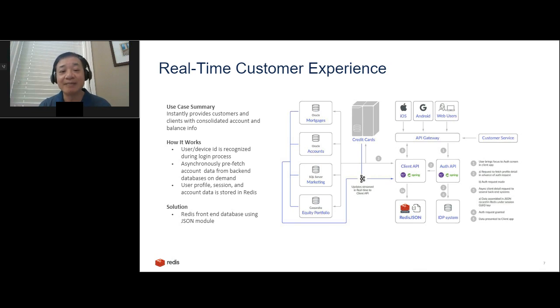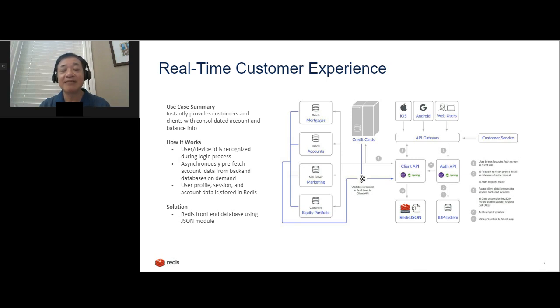So think about mortgages, think about your banking accounts, think about marketing promotions, think about investments, right? Your stocks, bonds, mutual funds, etc. And of course, credit card information. All of those are stored in disparate back-end systems of record, right? And so how do we pull those out and present that information in a timely fashion?